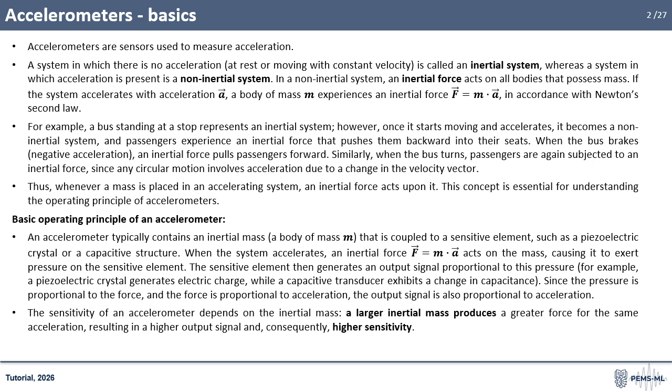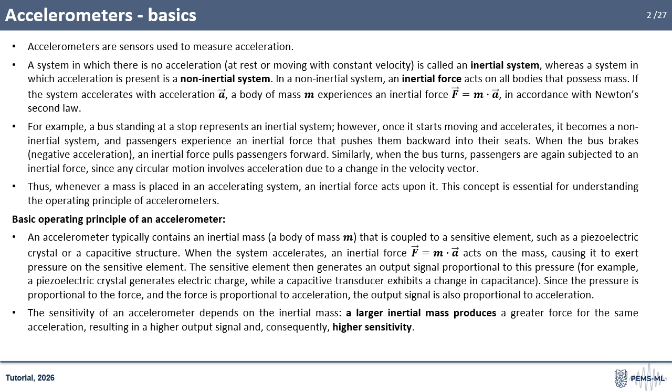Accelerometers are sensors used to measure acceleration. A system with no acceleration, either at rest or moving at constant velocity, is called an inertial system, while a system with acceleration is a non-inertial system. In non-inertial systems, an inertial force acts on all bodies with mass, according to Newton's second law.